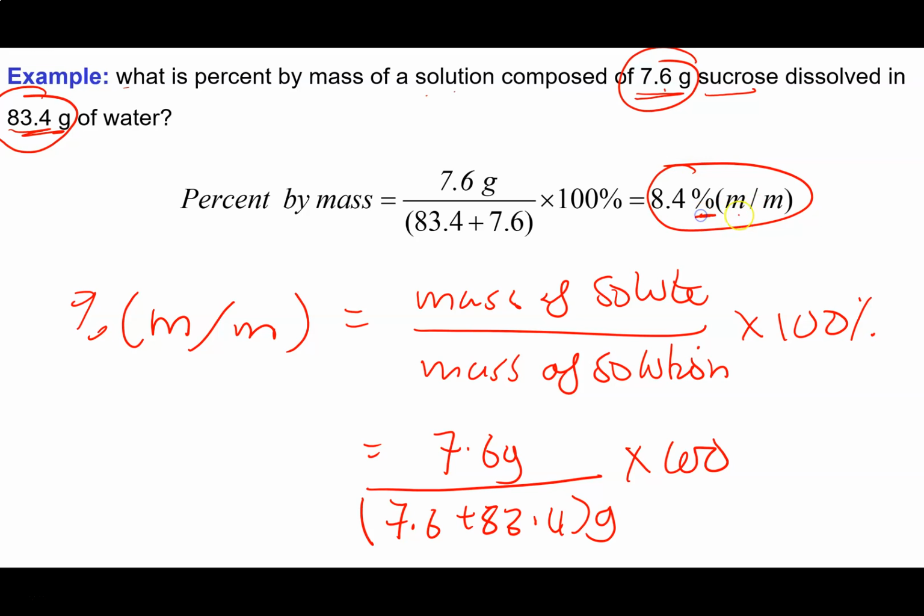And see how we correctly gave it units, percent, and we put it as mass on mass, because you can see that we did two masses on top of each other, right? Mass on mass. That makes it super clear.